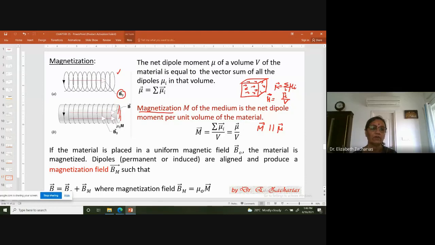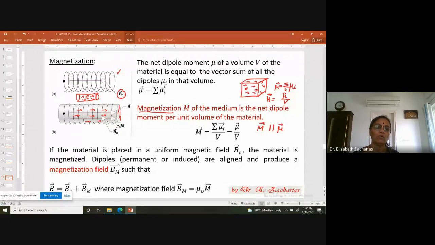Let us see. Initially, if I just take that block of material, the dipoles may be there, may not be there, may be disoriented, whatever. It may be paramagnetic, diamagnetic, ferromagnetic, whatever. Let us say it is paramagnetic or ferromagnetic. So take this and put it inside. When you put it inside, what happens? There is a torque acting on all these dipoles, and all these little dipoles will start orienting parallel to the magnetic field.